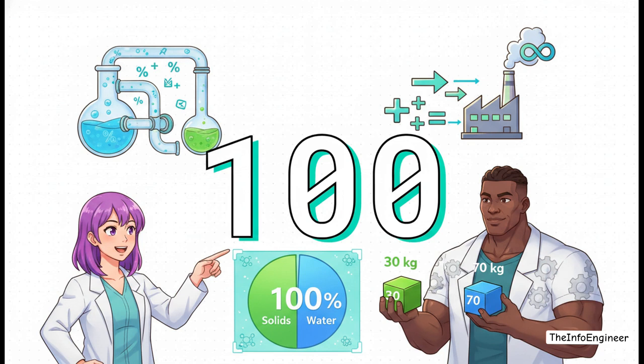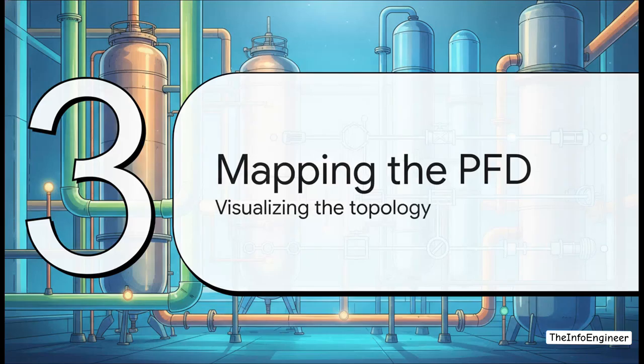Why? Because it instantly makes mass fraction math 10 times easier. Think about it. If a stream is 30% solids and 70% water, a basis of 100 kilograms means you literally have 30 kilograms of solids and 70 kilograms of water. Boom! You've instantly turned abstract ratios into concrete, workable numbers. Next up, Section 3, mapping the PFD.